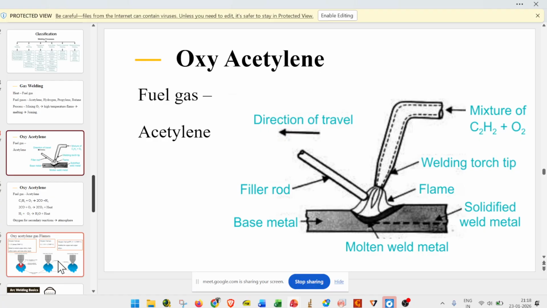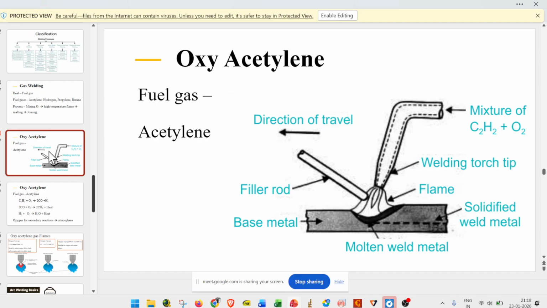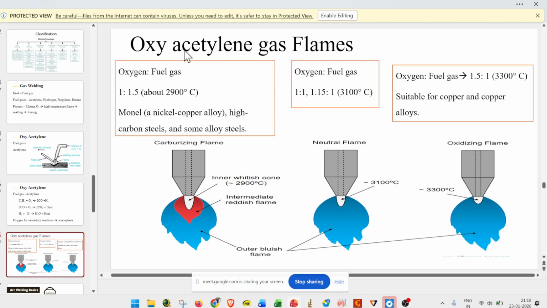There are three classifications based on the variability available here. Only one variable is available here: the ratio in which I can supply oxygen to fuel. Based on this variable, we have three different classifications: carburizing flame, neutral flame, and oxidizing flame.